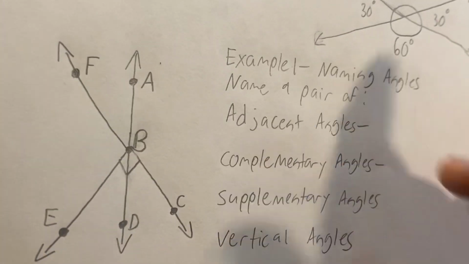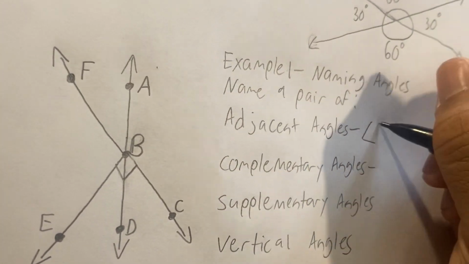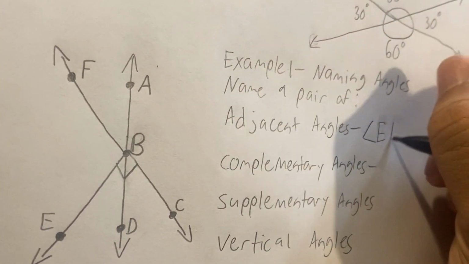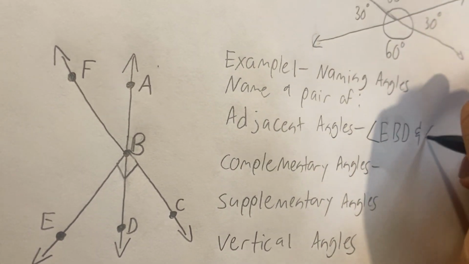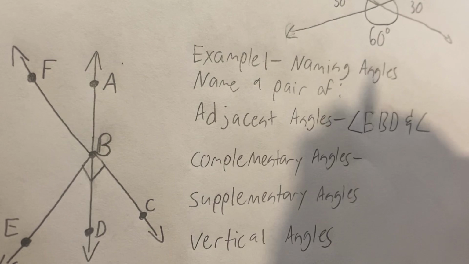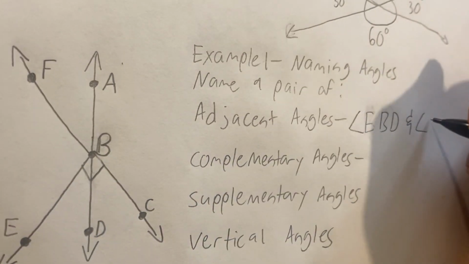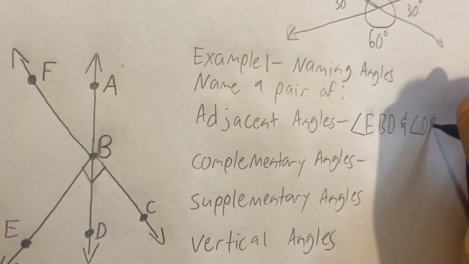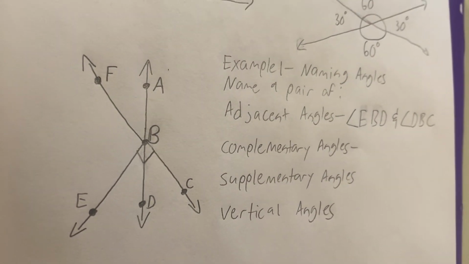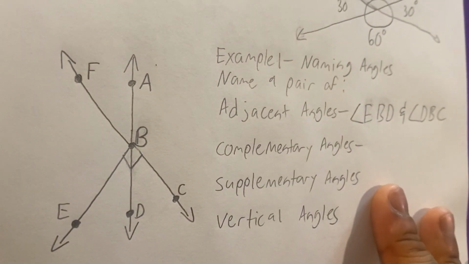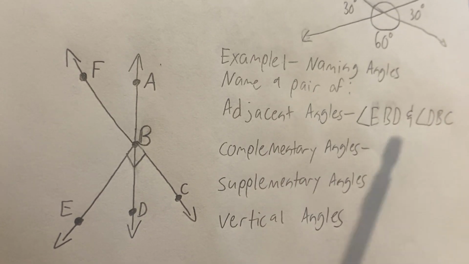So therefore, angles EBD and angle DBC are adjacent. Let me zoom out a little bit. All right, are adjacent. I'm sorry if that's a little blurry, but you know it's DBC.